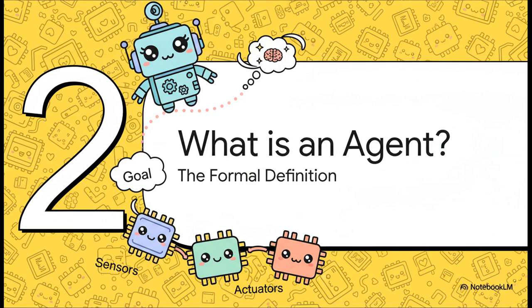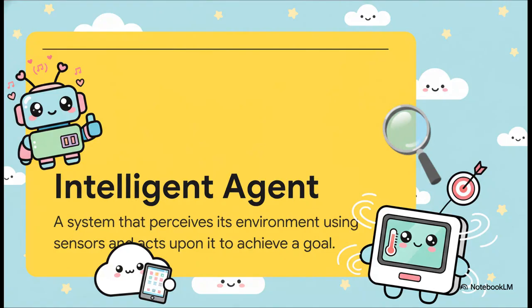Okay, so this smart robot we keep mentioning, well, in the world of AI, it has a proper name. We call it an intelligent agent. And now, let's get into the formal definition, the one you're definitely going to want to have memorized for any test. And here we have it. Seriously, if you're taking notes, this is a big one.